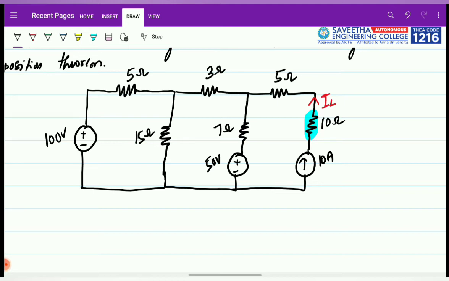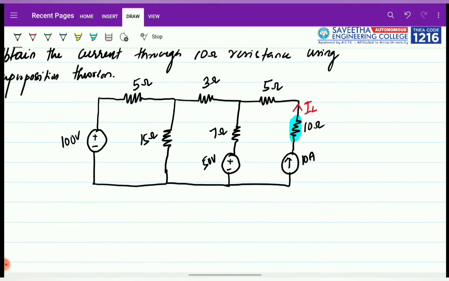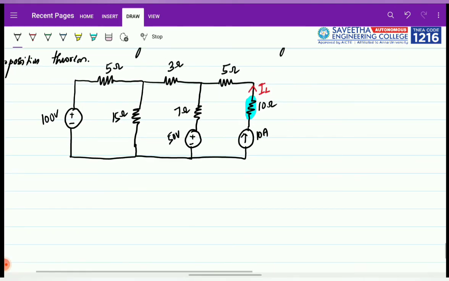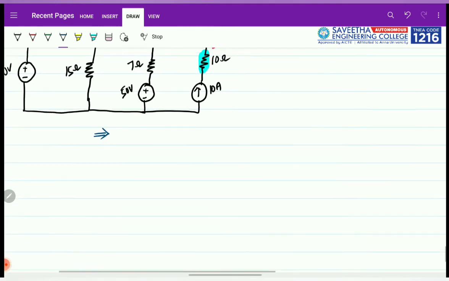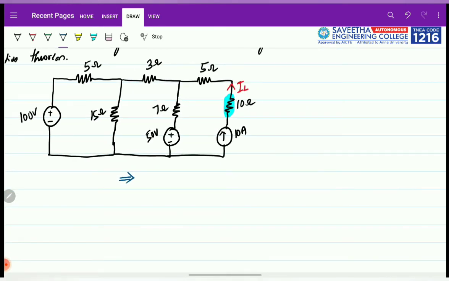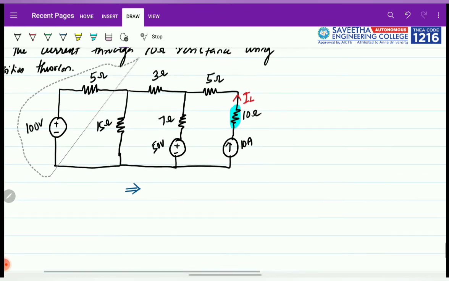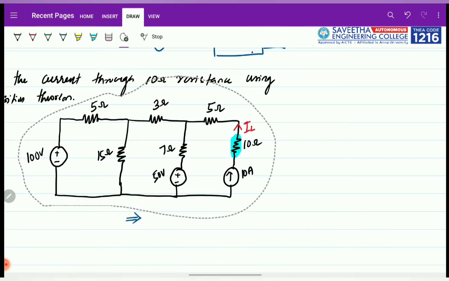In order to do that, we are going to find the current in this resistance, because this problem will take quite a bit of time to solve depending upon the size of the network. So first, I will consider this circuit in two different forms. In each form we will be using only one source at a time.